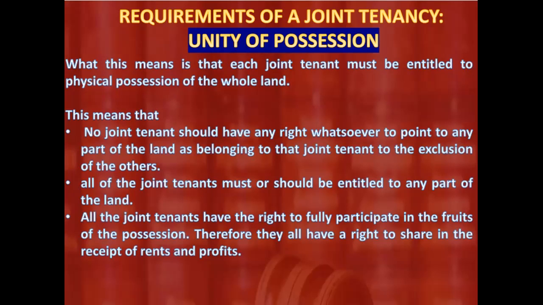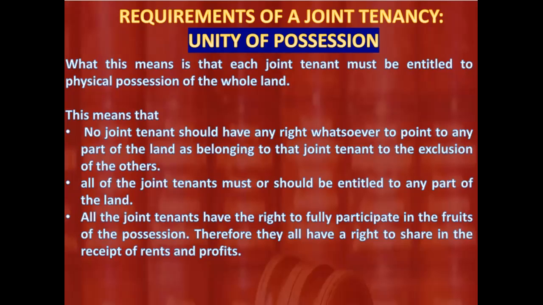It means that once we have unity of possession, each co-owner must have full rights to fully participate in the fruits of the possession, so that if there's any rent that is obtained from the land, the fruit of the possession, because I have full right over any portion of the land, one joint tenant cannot say that portion of the land that he rented belongs to him alone. So he alone is supposed to enjoy the proceeds from that portion.